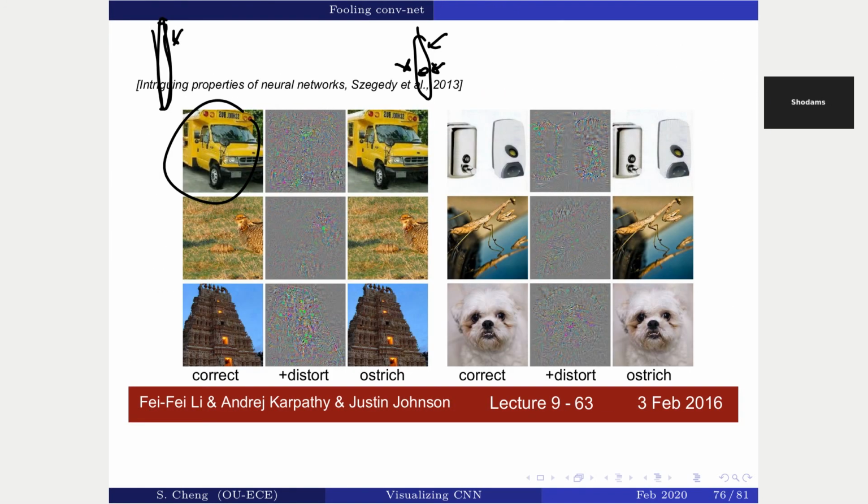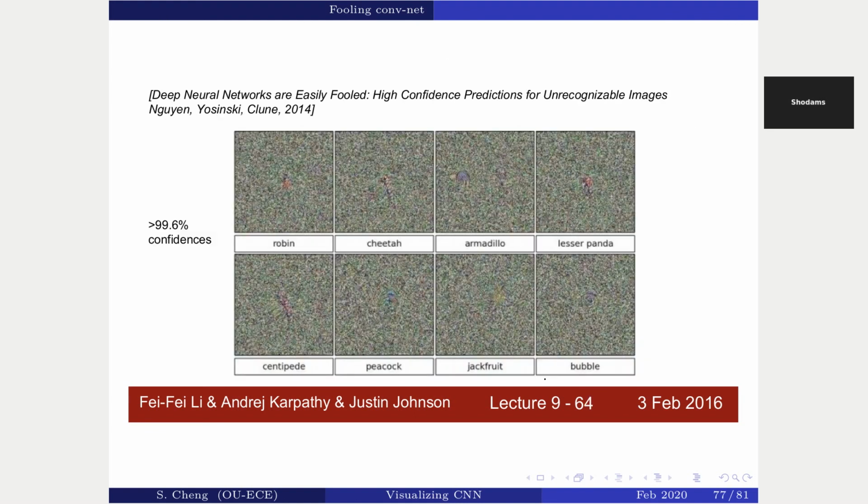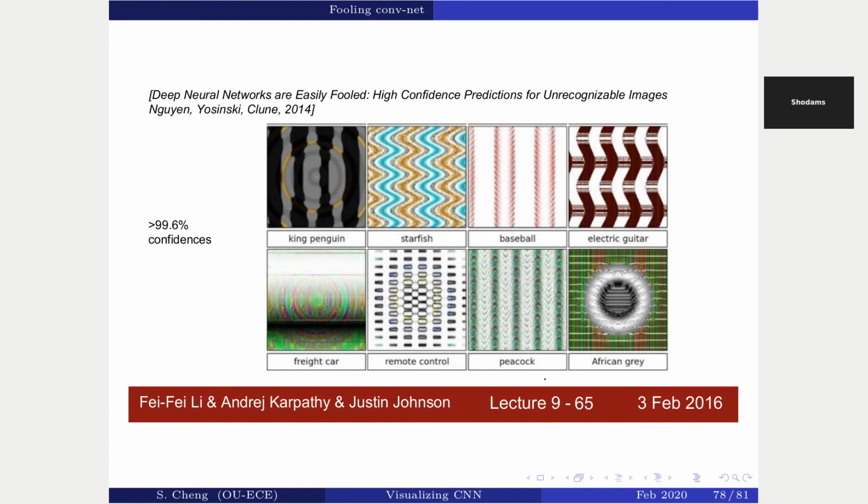So then we can have effects like that. We just make tiny changes, but we can make it arbitrary classes if you want. You can even generate images that are unrecognizable, but you can trick the network to think with 99.9% confidence that they are whatever classes you want. And this is more examples.